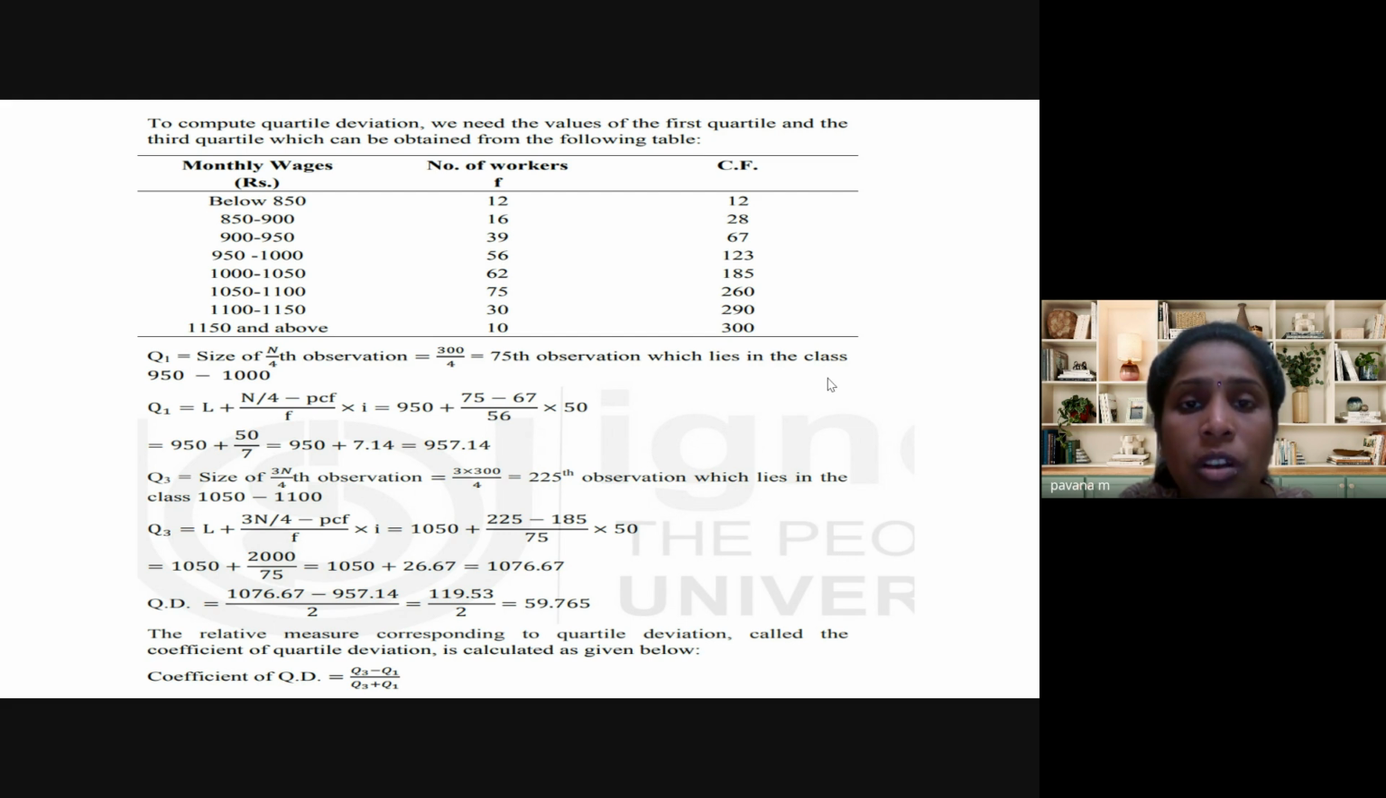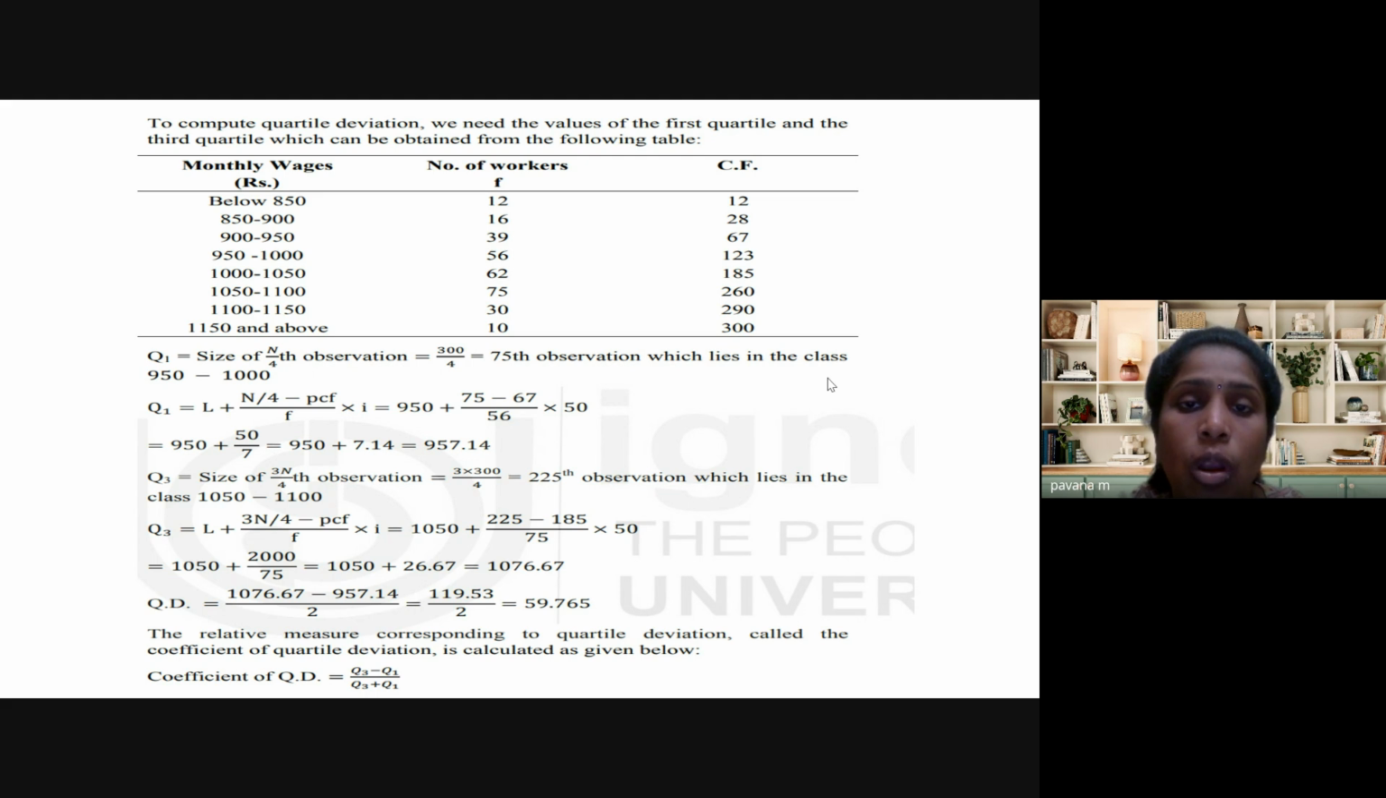L means 1050 plus 3N by 4, 225, minus the preceding cumulative frequency. For 260, the value above it in the cumulative frequency table is 185. So 185 by frequency. 75 is the frequency across the 260 value in the cumulative frequency, right? So the frequency is 75 into 50. So you will get Q3.